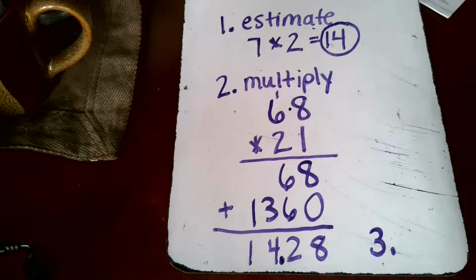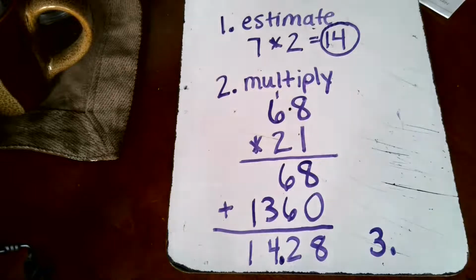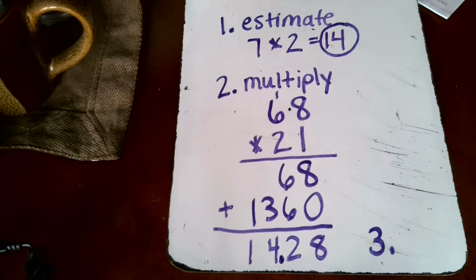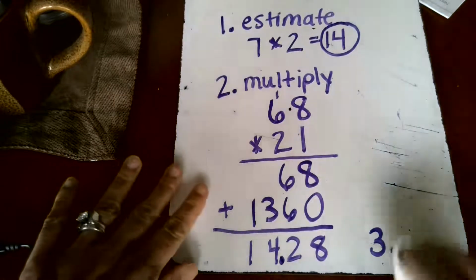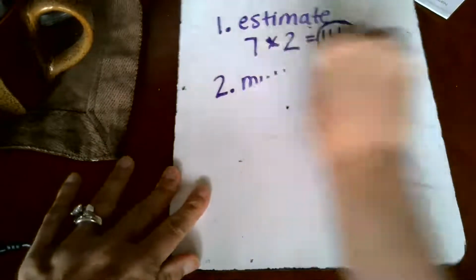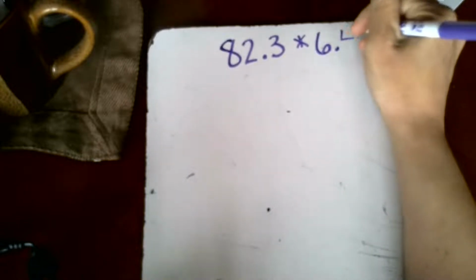It's actually pretty exciting. All right, so let's try another one, and I'm going to let you do this a little bit more independently on your own, and we'll walk through each step together. So I want you to do this problem on your whiteboard. We're going to do 82.3 times 6.4.